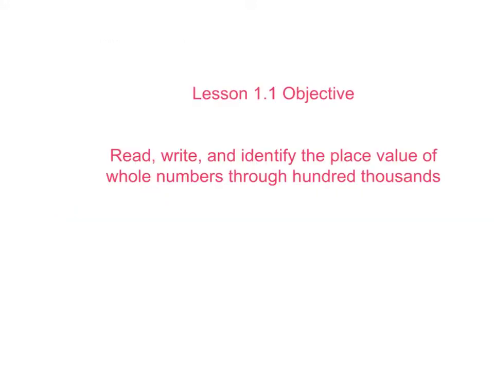Lesson 1.1 objective: Read, write, and identify the place value of whole numbers through hundred thousands. At this point, boys and girls, you need to pause the video and write down this objective on your paper.